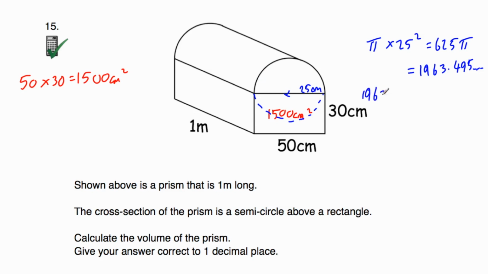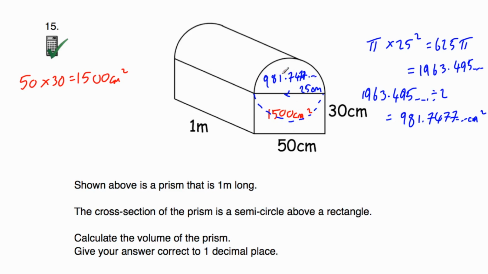So let's do 1963.495 and so on divided by 2. And when we divide by 2, that's equal to 981.7477 and so on centimetres squared. So that's the area of the semicircle, 981.7477 and so on. So we've now got the area of the rectangle and the area of the semicircle.